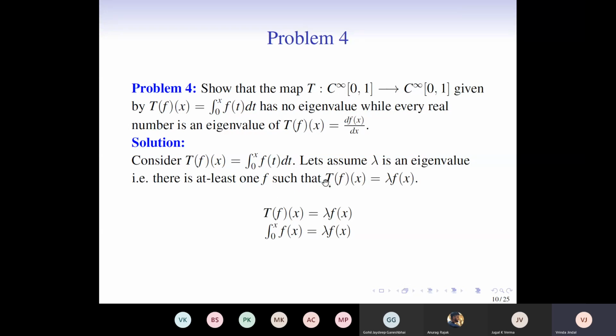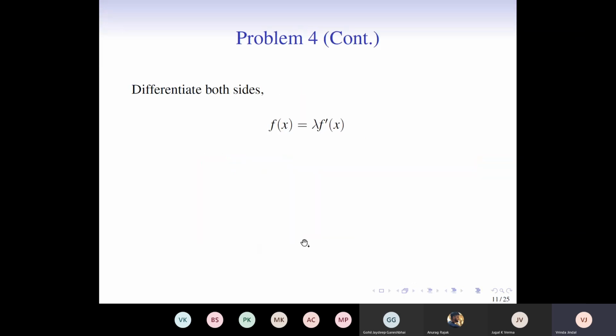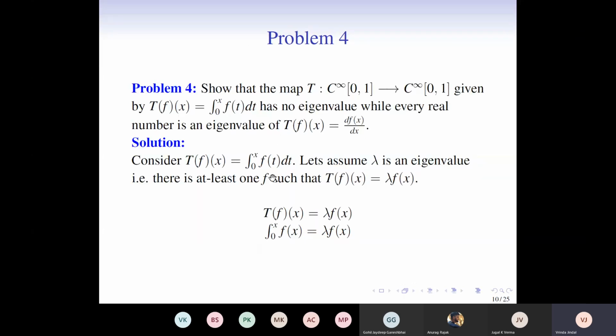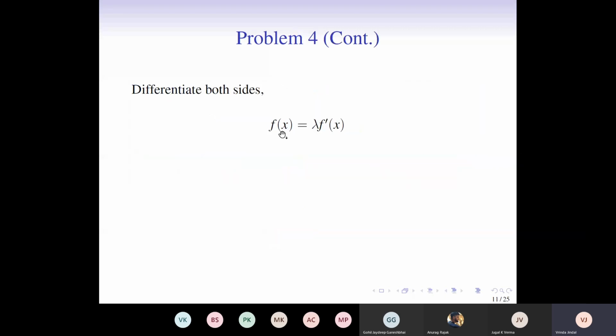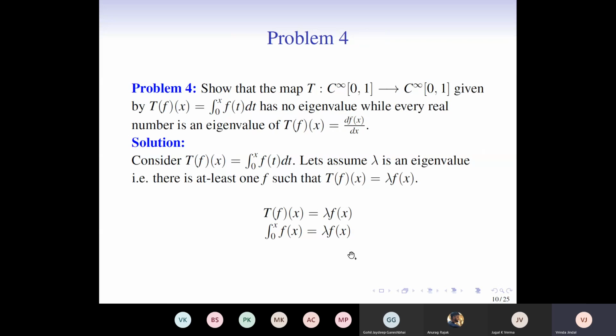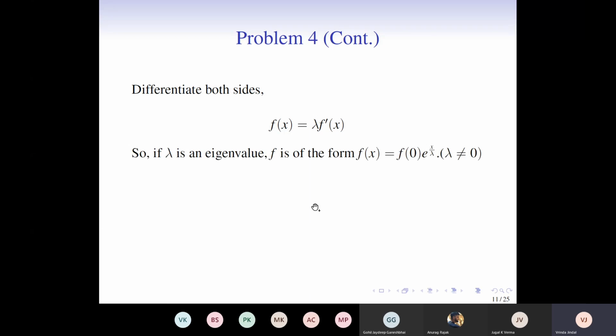What was T of f(x)? T of f(x) was the integration function by definition, so just put it in there. Now just differentiate both sides. What will you get? f of x into differentiation of x minus f of 0 into differentiation of 0, which is basically equal to f of x. On the other side, we differentiate this, lambda comes out of the differentiation as it's a constant, and we get f dash x.